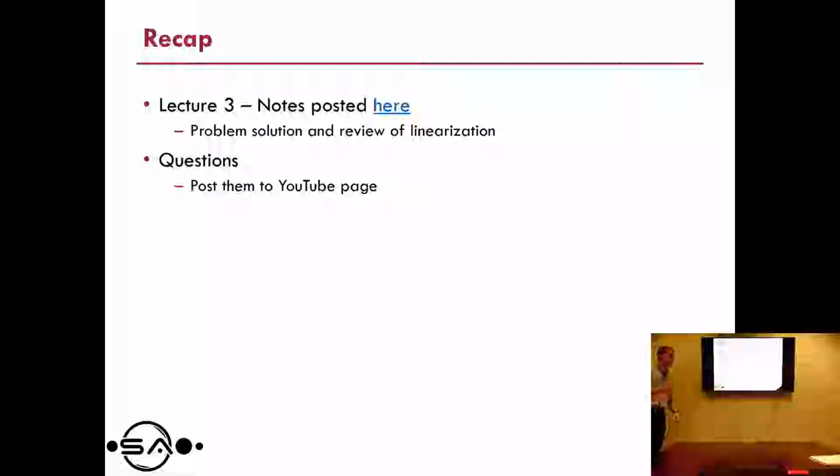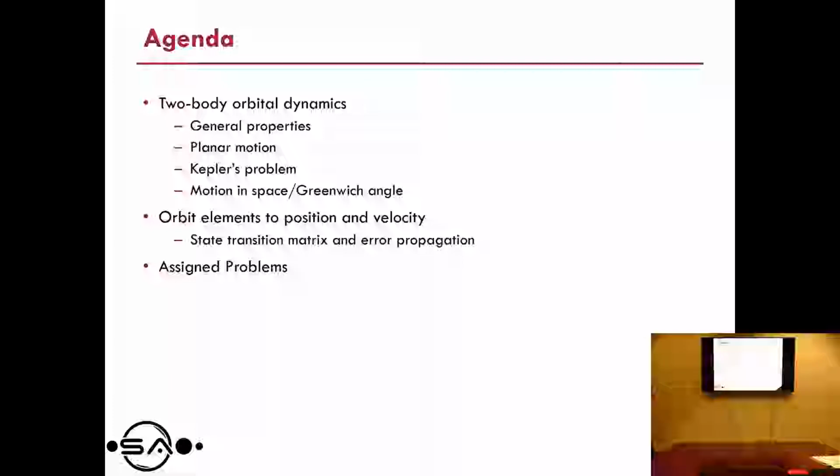Alright, so to recap from what we covered last time, we were in lecture 3, we went over the problem solution, and we reviewed linearization and the state transition matrix. If you have any questions, just go ahead and post them to the YouTube page, for those of you listening online. So today what we're going to cover is we're going to walk through two-body orbital dynamics, right?